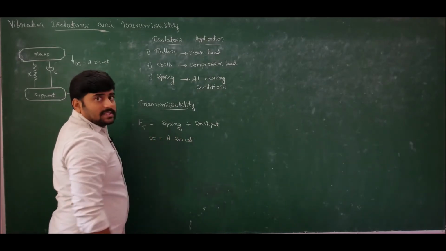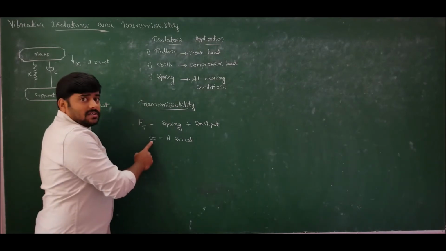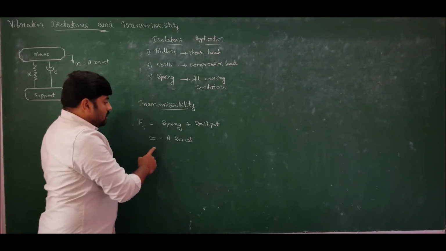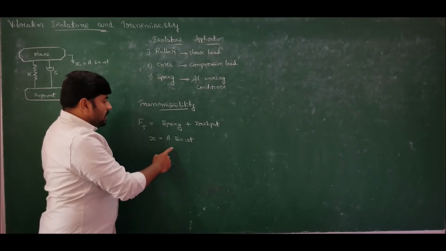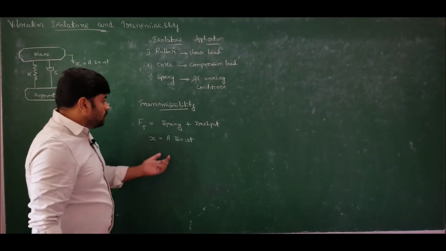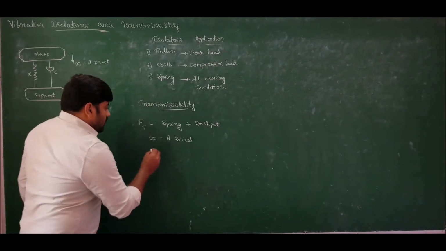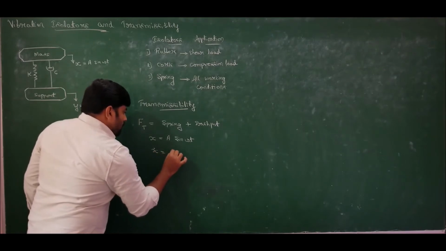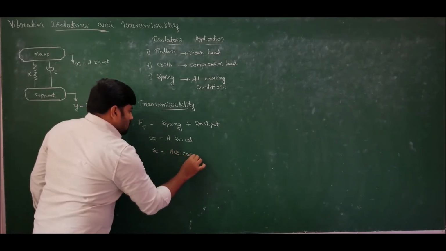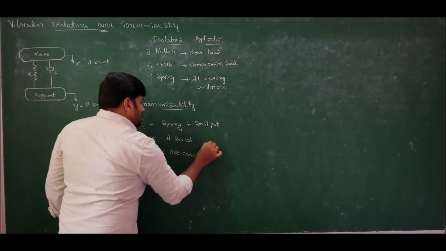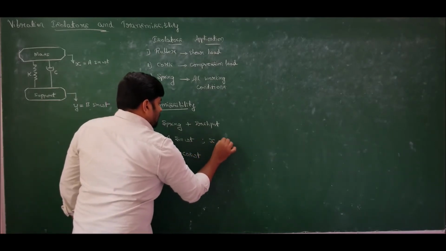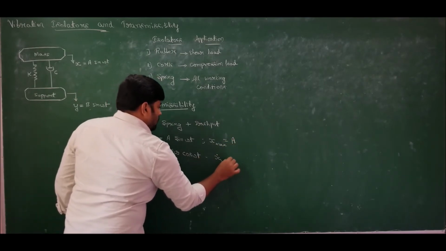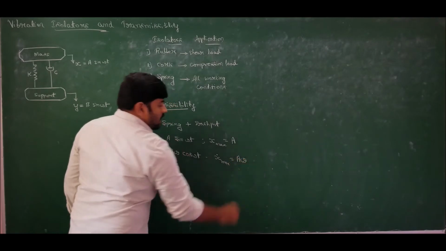Whereas dashpot force is C x dot. What is the value of x dot? X dot will become A omega cos omega t. What is the maximum velocity? The maximum velocity will be A omega, because the maximum value of cos omega t is 1, correct? Now what is the value of maximum displacement x? That is A. And the maximum velocity will become A omega.